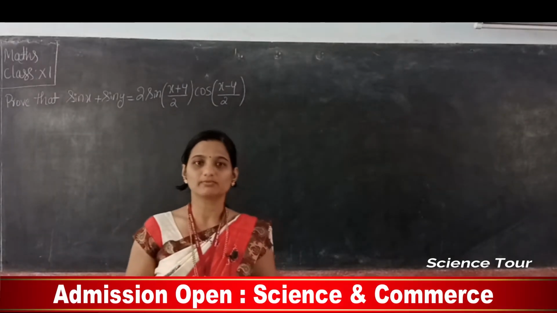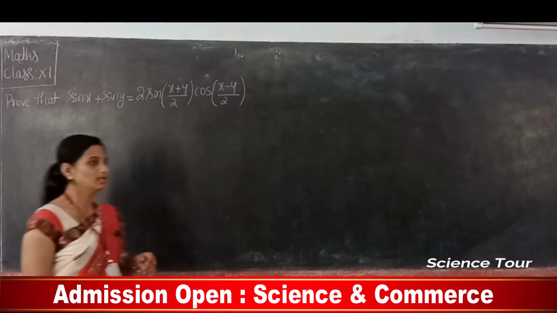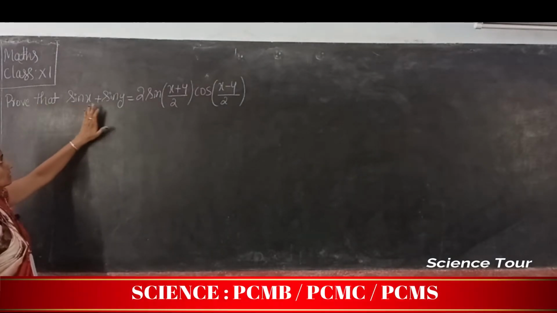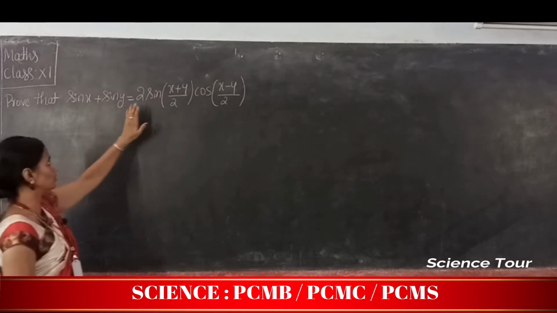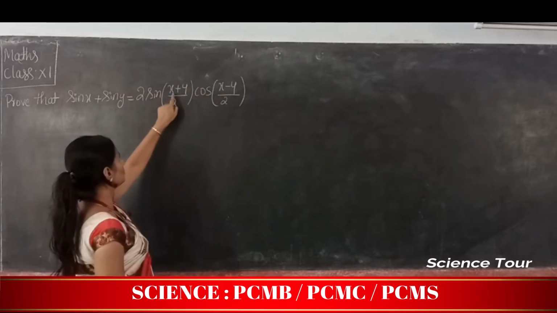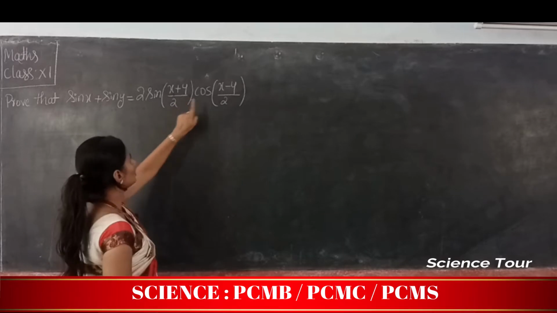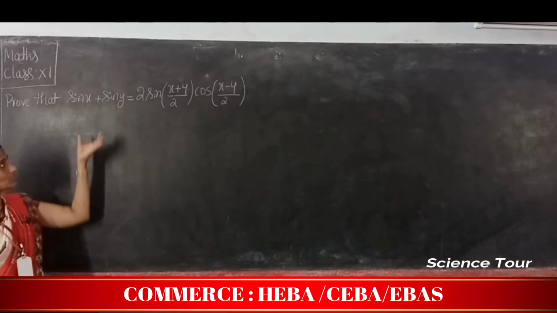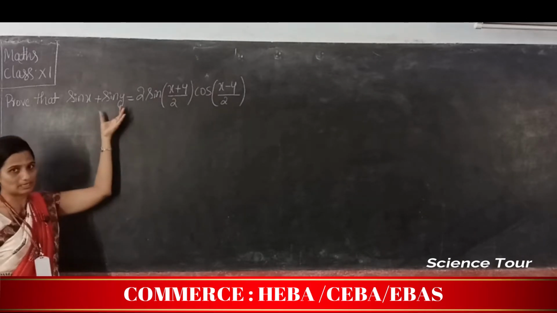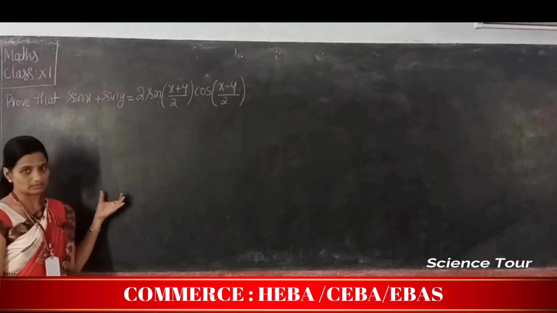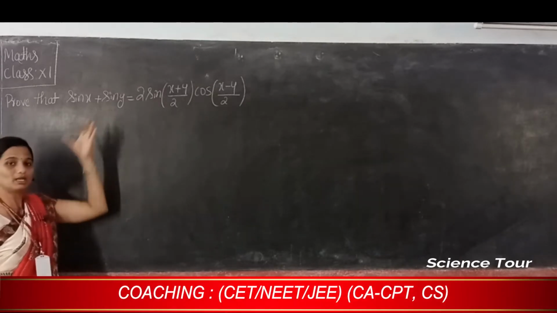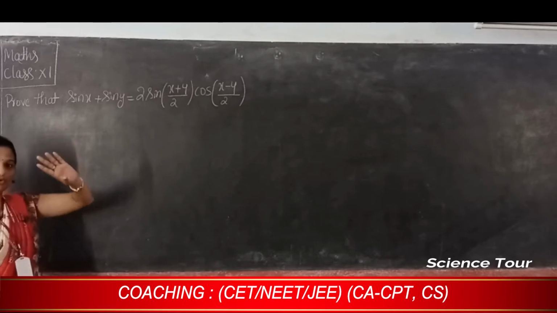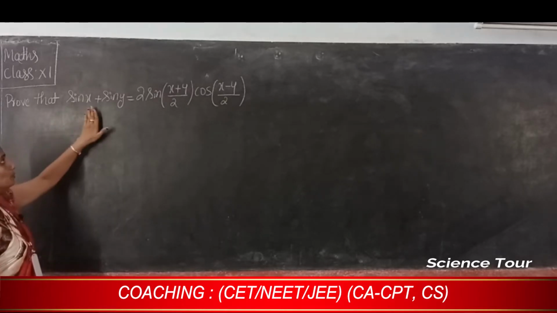Hello students, welcome to Maths online class. Now today we'll see the proof that sin x plus sin y is equal to 2 sin (x plus y)/2 cos (x minus y)/2. In the previous class I told you this is the formula, right? I gave 8 formulas, right? Proof is important and formula is also important. So proof is important for 2 marks. Okay. Now how to prove this formula?